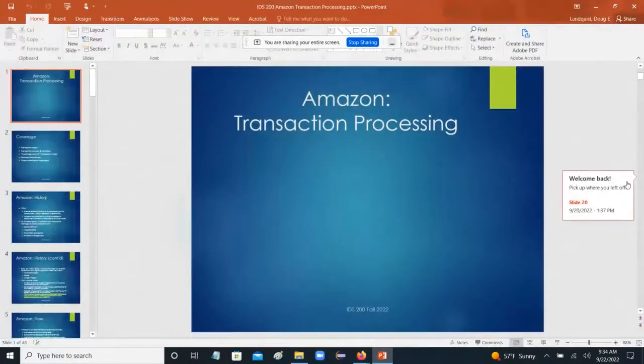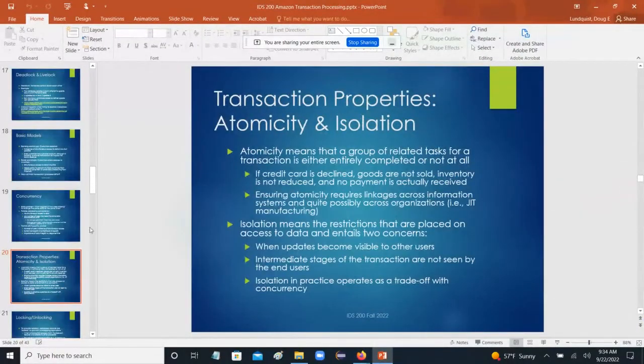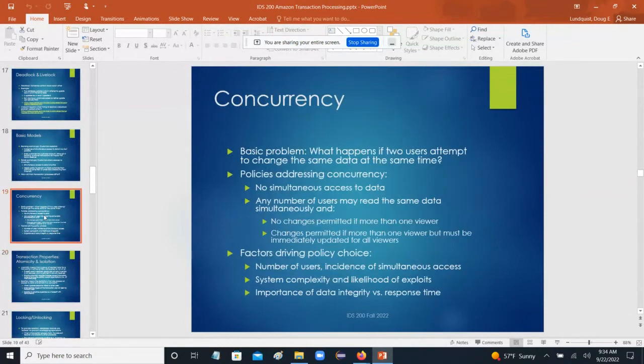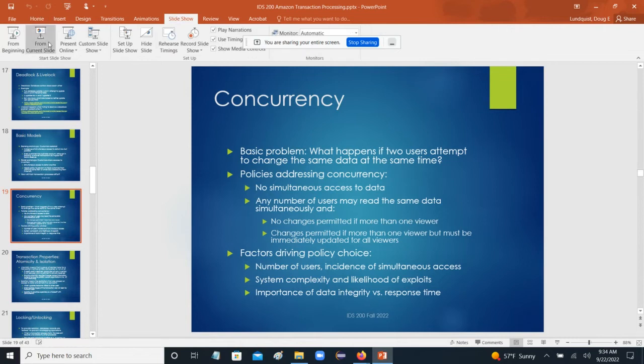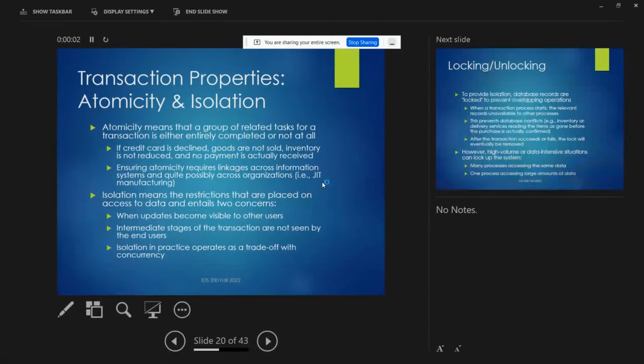Okay, so following up on transaction processing, we ended up with concurrency. Talked about that, but now we're going to do a quick couple slides recap because we're kind of in the middle of things. So here we go.